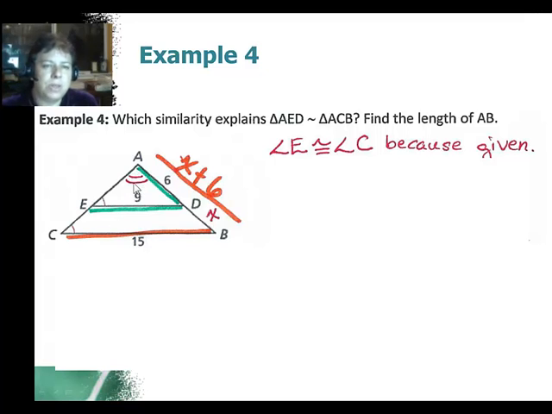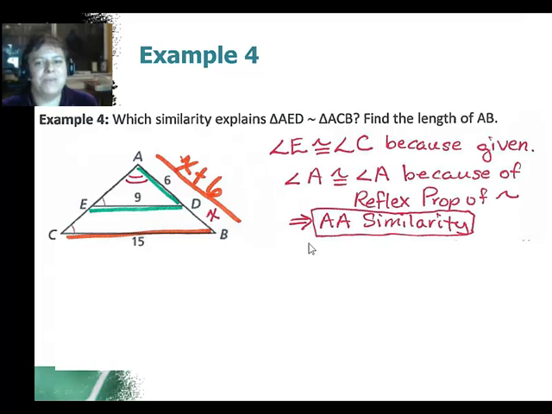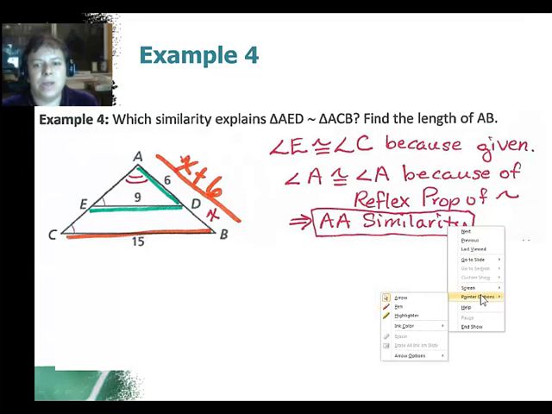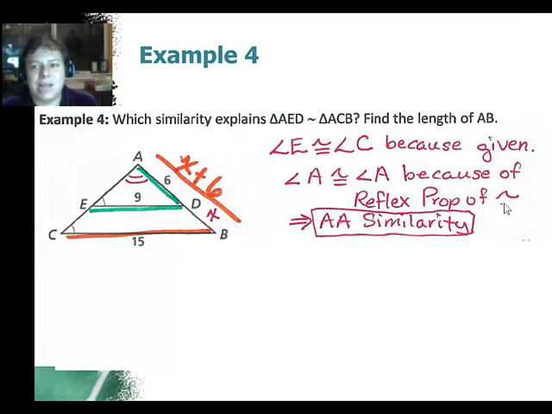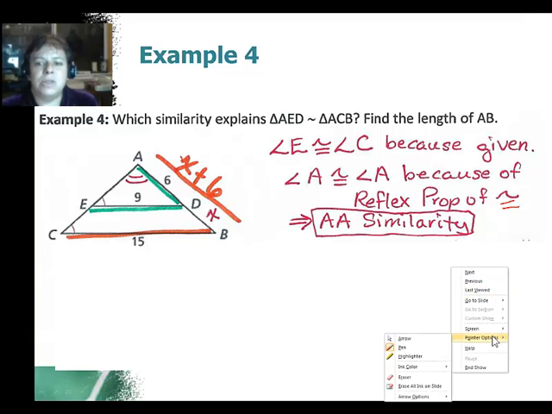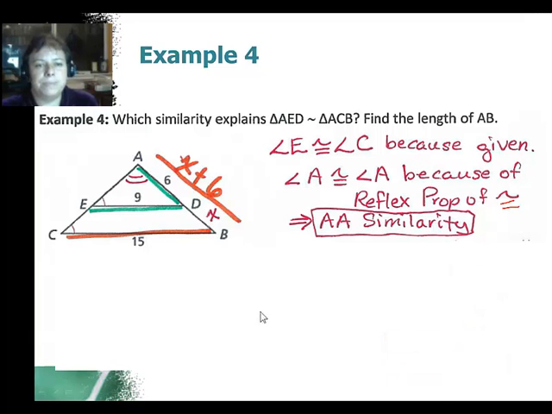It's shared between the two triangles, and by the reflexive property of congruence, and I think I put similarity, but by the reflexive property of congruence, they actually are congruent. So I have two angles that are congruent, and I'm going to fix this right here so that it says congruent instead of similar. So since I have two angles congruent by angle-angle similarity, the two triangles are similar.